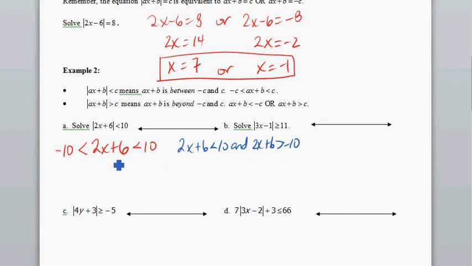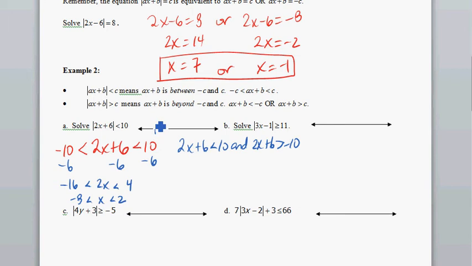In this situation, whenever we subtract 6 from one side, we're going to subtract 6 from all the sides. So we get negative 16 is less than 2x is less than 4. Then we divide everything by 2. We get negative 8 is less than x is less than 2.